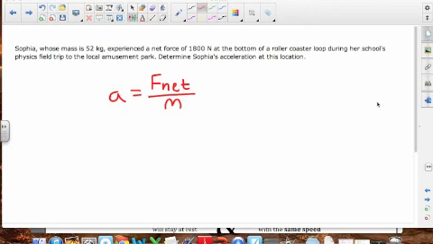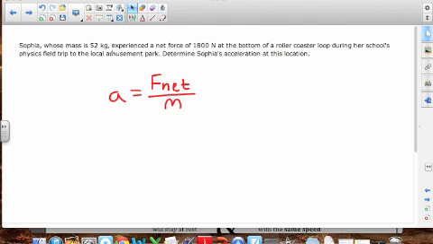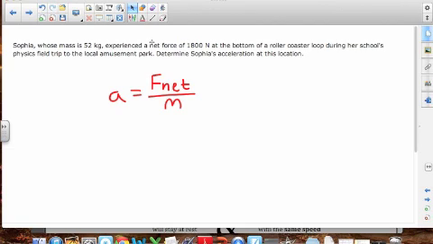Okay, now let's take a look at some real problems with some numbers so that we can get an idea of how Newton's second law as an equation really works. So Sophia, whose mass is 52 kilograms, experienced a net force of 1,800 newtons at the bottom of a roller coaster loop during her school's physics field trip to the local amusement park. Determine Sophia's acceleration at this location.